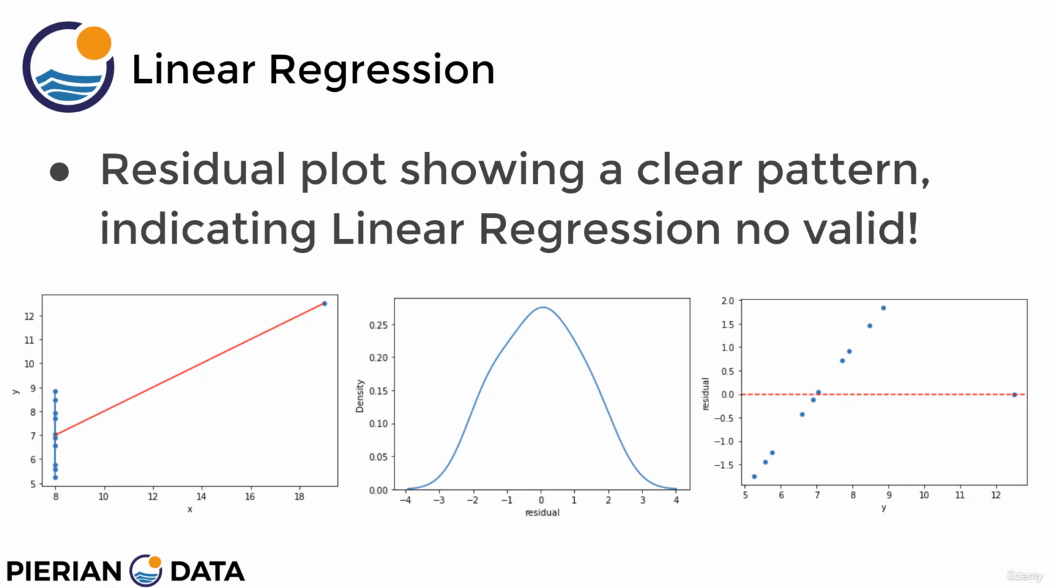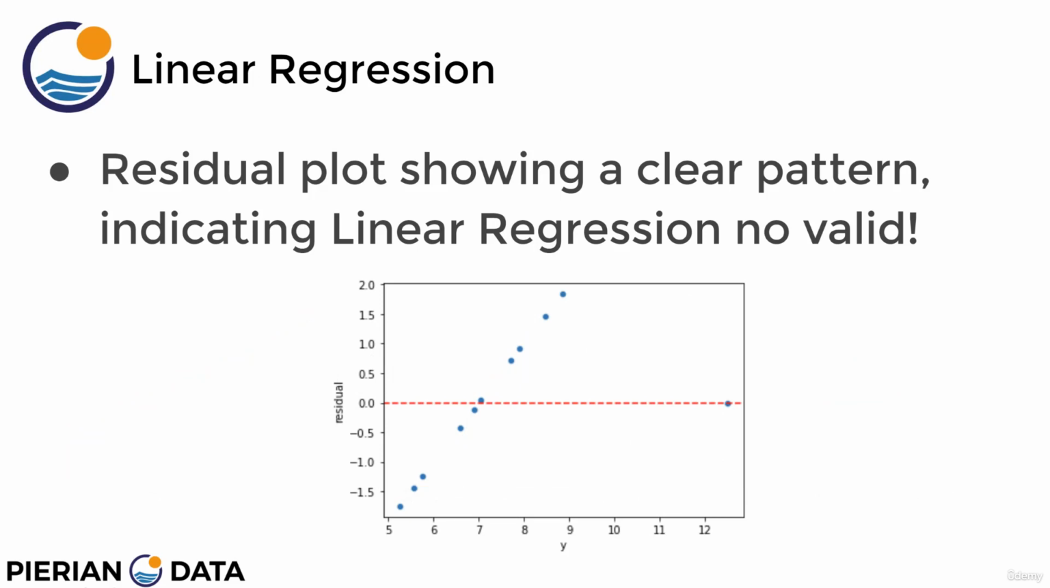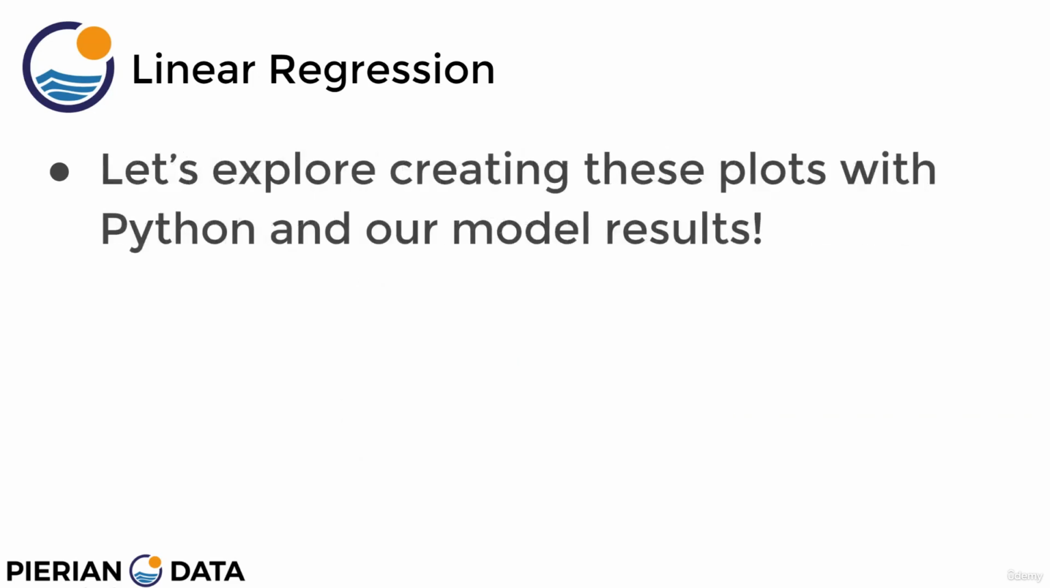So it's not until we actually check out the residual versus the y plot that we can see there's a clear pattern. There's a straight line running in your residual, which doesn't look random at all, which again indicates that linear regression was not a valid choice for this particular data set. Let's explore actually creating these plots with Python and our model results. So we're going to explore if our data set of advertising was actually valid for our particular linear regression model.